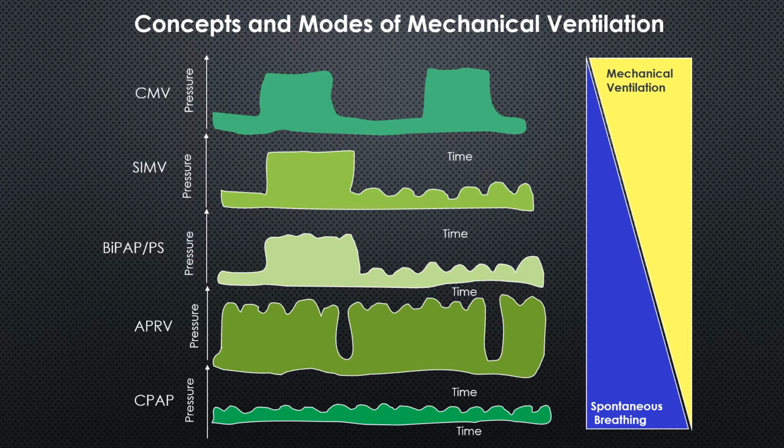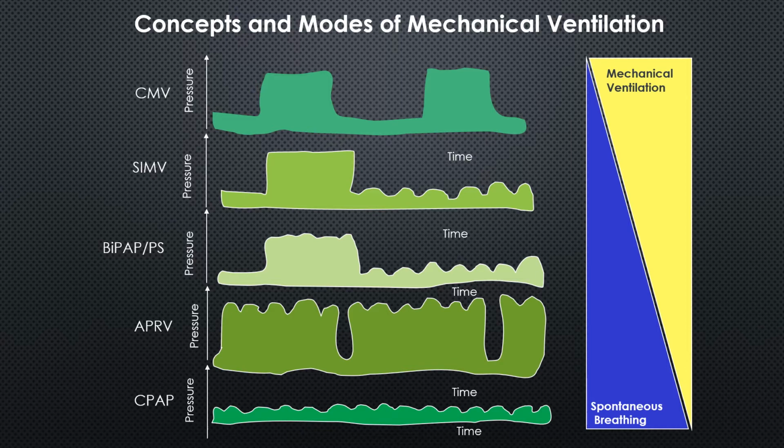The next mode is SIMV, which stands for Synchronized Intermittent Mandatory Ventilation. In this mode, a mandatory frequency of breaths is delivered. This will be synchronized to any spontaneous patient effort of breathing. If the patient breathes between the mandatory breaths or at a rate greater than the set rate, the additional breaths will be allowed.